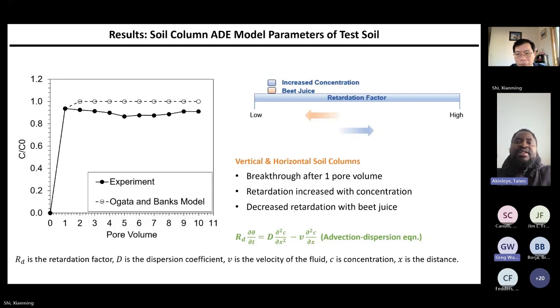And then if you look at the beet juice, the other factor, now we introduce beet juice, you can see that the retardation factor, the arrow is pointing to the low side, which is a reduction in the retardation factor. So beet juice actually reduces the interaction between these cations and the soil particle surfaces, as observed in our own study.